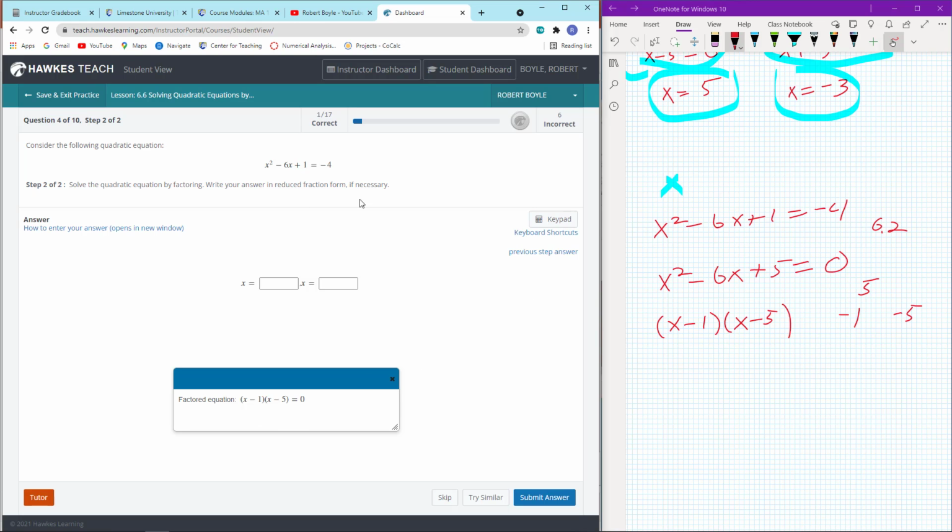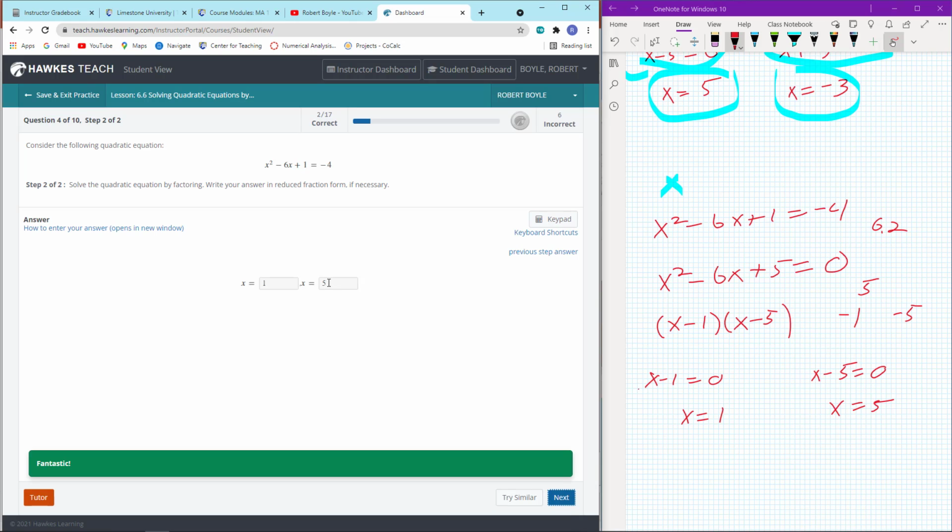So that is true if x minus 1 is equal to 0, or if x minus 5 is equal to 0. And that will only be true when x is equal to 1 and when x is equal to 5. Okay, so there you go. We will put a 1 in here, and then we'll put a 5 in here, and let's see if we're right. And we are. Cool. Okay, so we can move on and do some other problems.